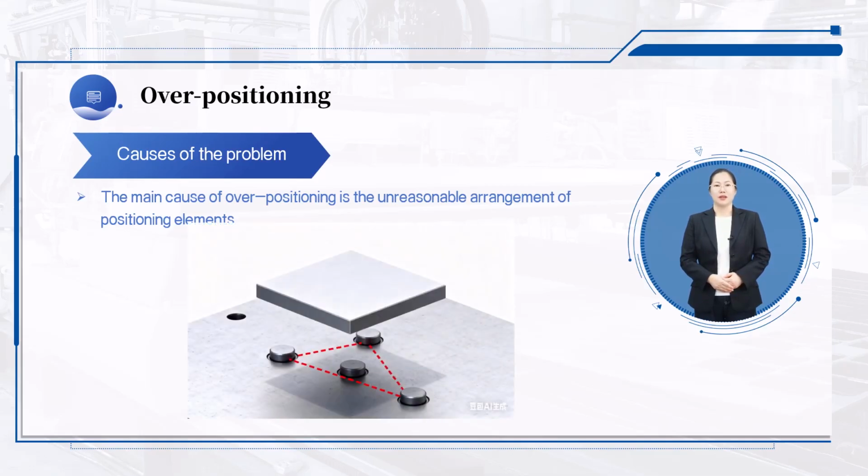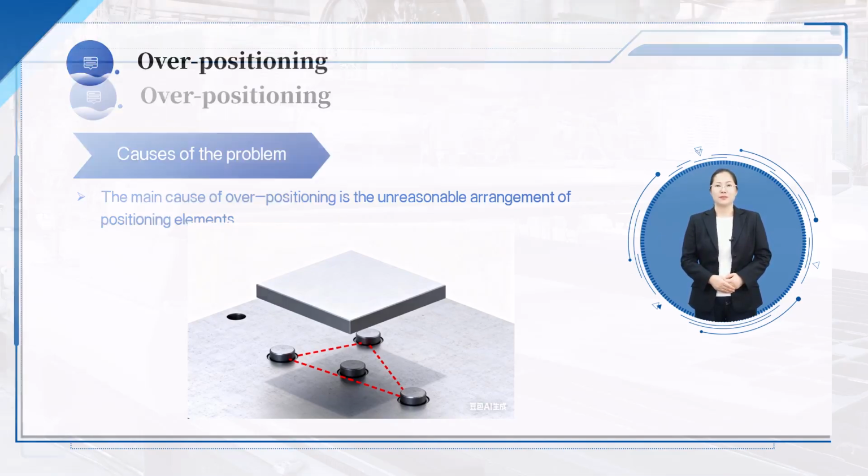For example, using more than 3 support pins to position a workpiece on a plane can result in over-positioning. This is because a plane only requires 3 non-collinear support points to determine its position, and any additional support points will redundantly restrict the workpiece's degrees of freedom.